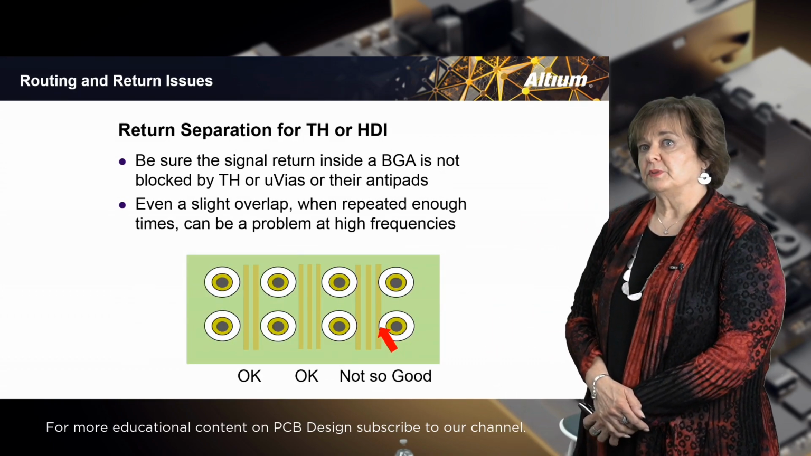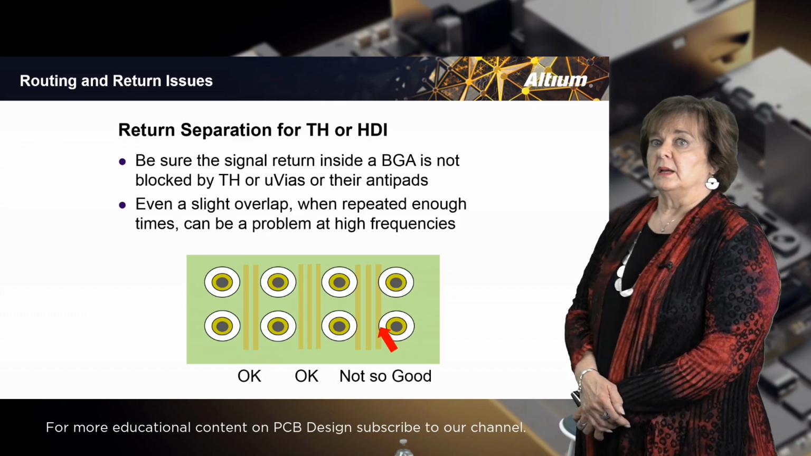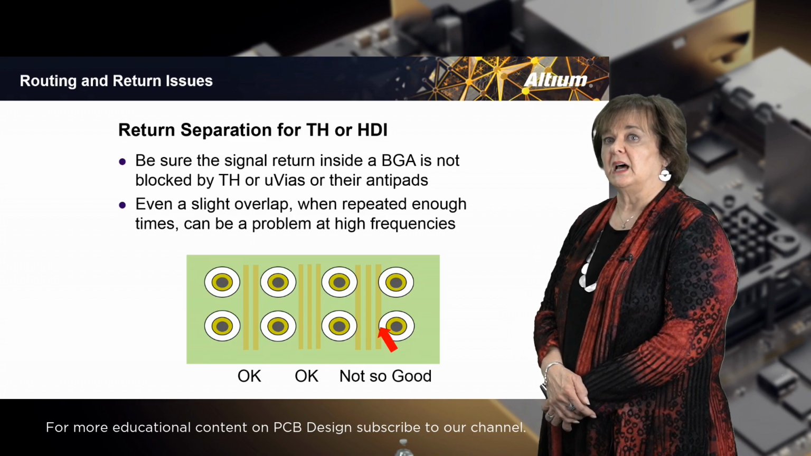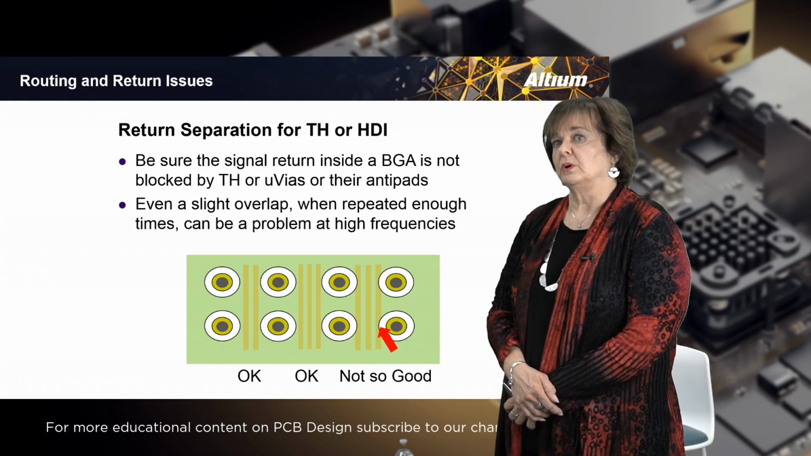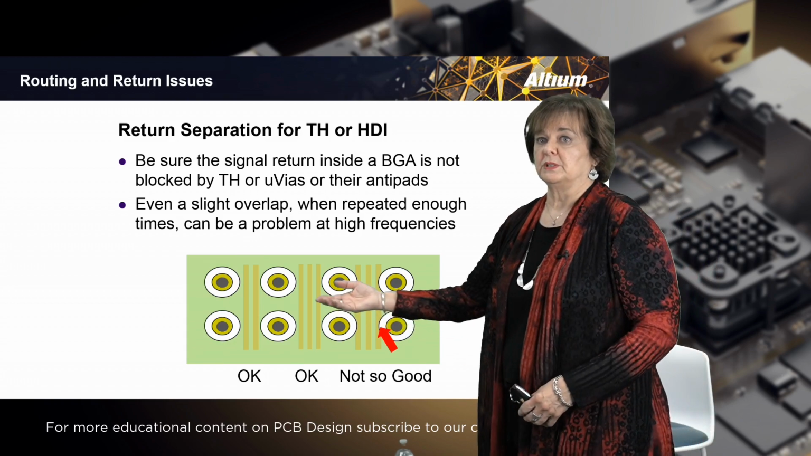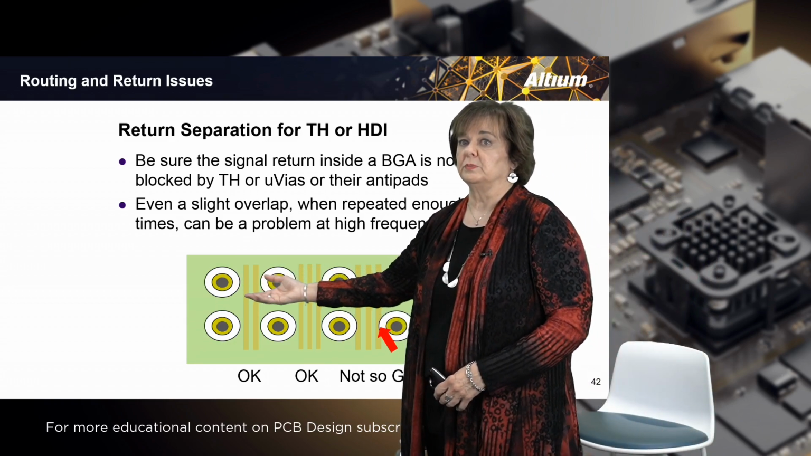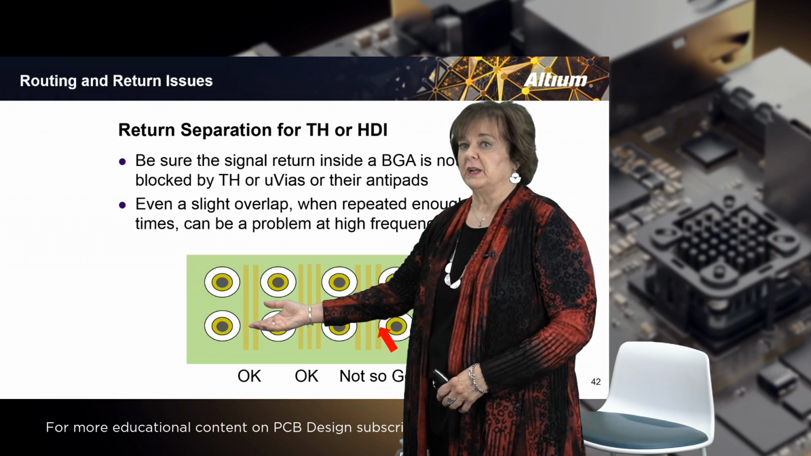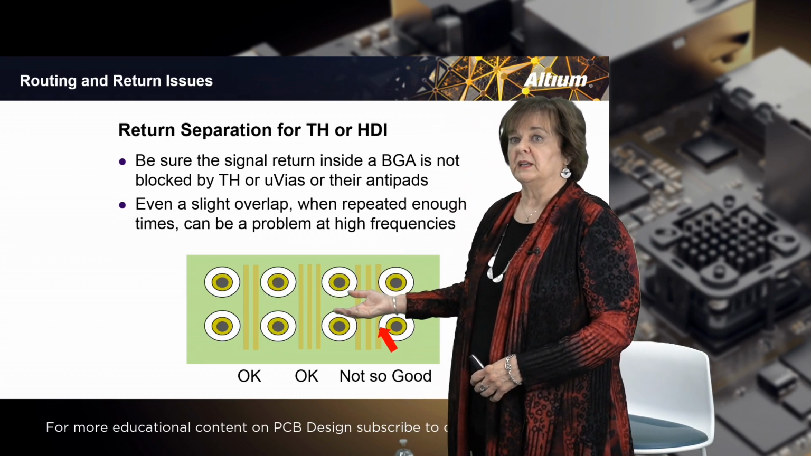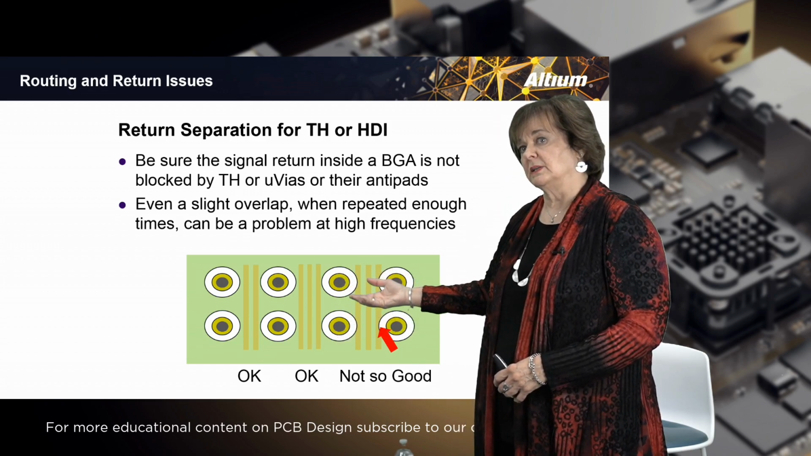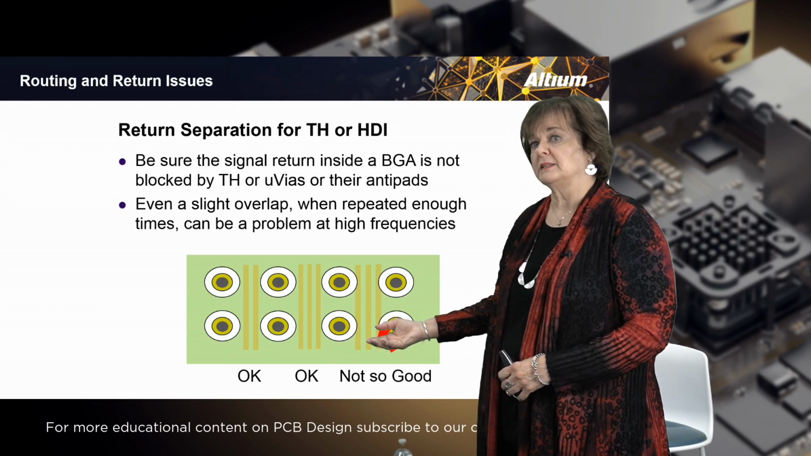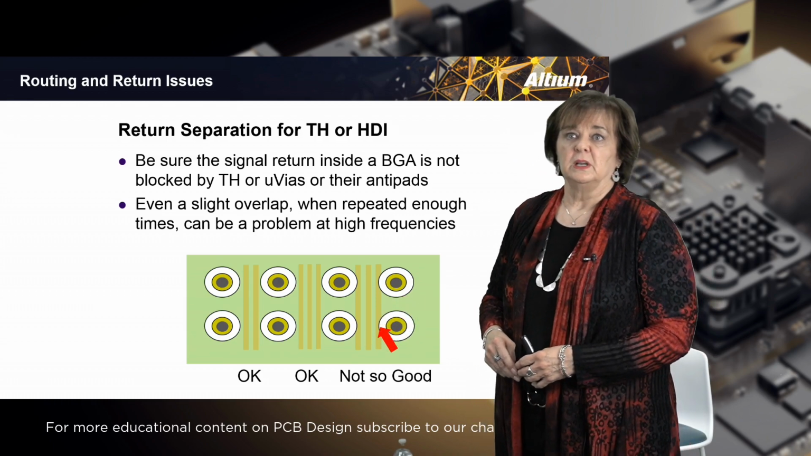Return separation for through-hole and HDI. Be sure that the signal returns inside the BGA are not blocked by lots of through-hole or microvias and their anti-pads. For example, the ones on the left here have plenty of room to return in this particular area, and so do the ones in the middle. But over here on the end, we're getting to where we're actually chopping into the anti-pads with these return paths, and it's not as good.